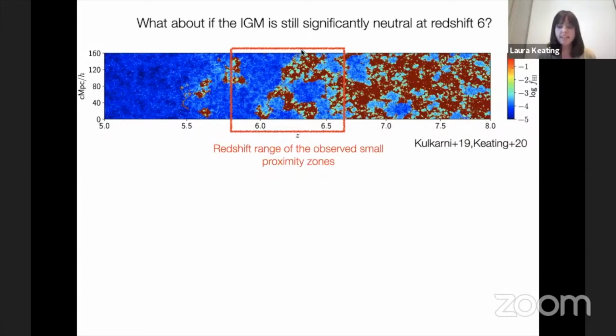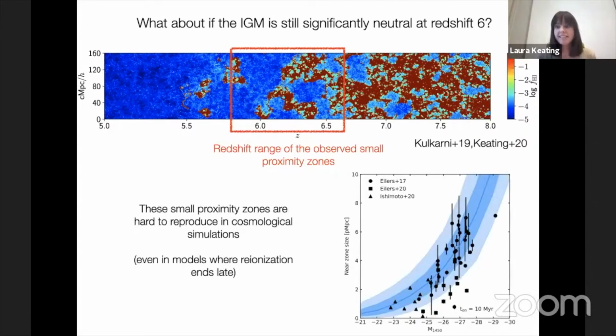So we took sightlines through the simulation, and again, post-processing with a radiative transfer code to account for ionization by the quasar itself, to try and see, could we actually match these small proximity zones? The answer was no. So again, we have this plot of proximity zone size as a function of quasar magnitude. The blue band is the median result we get in each magnitude bin, and the shaded regions are our 1 and 2 sigma contours. And we totally miss these small proximity zones.